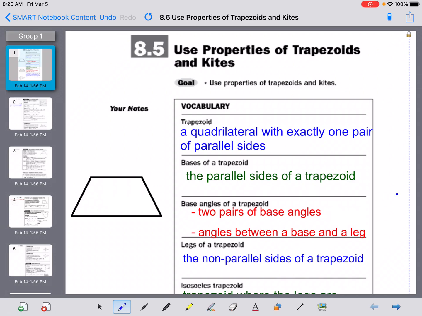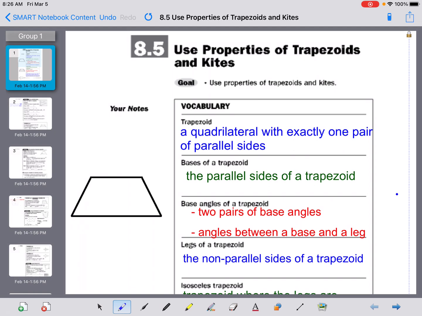All right, here's notes for 8.5, using properties of trapezoids and kites. Full page of definitions to start us out with, and we just want to make sure we're clear on what each of these shapes are, and then we'll learn more properties after the definition. So one quadrilateral, remember all these are four-sided figures, that we're talking about is the trapezoid.